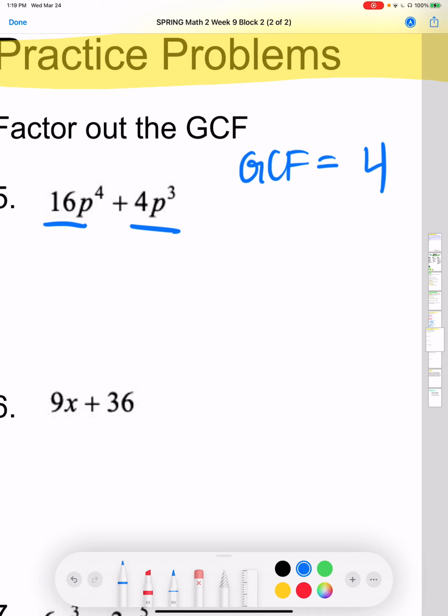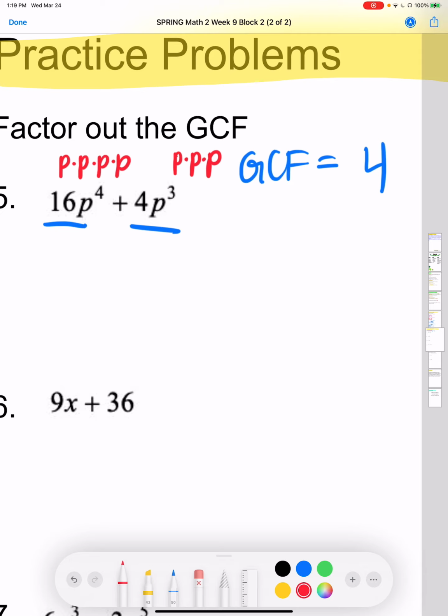Now, the other thing that's interesting about these that we did not have last time is we actually have the same variable for each term, okay? That means that, and I'm just going to show you a visual, p to the 4th just means I have 4 p's multiplied here. That's what p to the 4th means. For p to the 3rd, that means I have 3 p's that are multiplying.